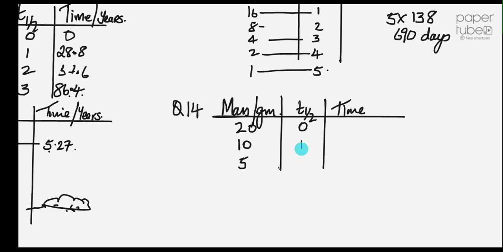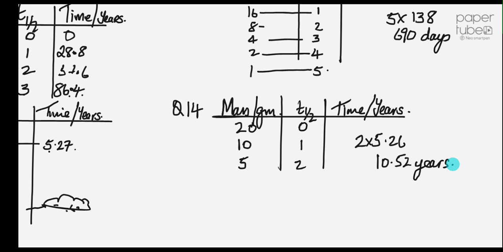No half-life, 1 half-life, 2 half-lives. So 2 half-lives. What is the half-life in this question? 5.26 years. So it's 10.52 years. And notice I've done 2 places of decimal, because the question's in 2 places of decimal. Fair enough. Now, I'm going to write on the bottom of this so that there's no excuse: do questions 15 and 16.